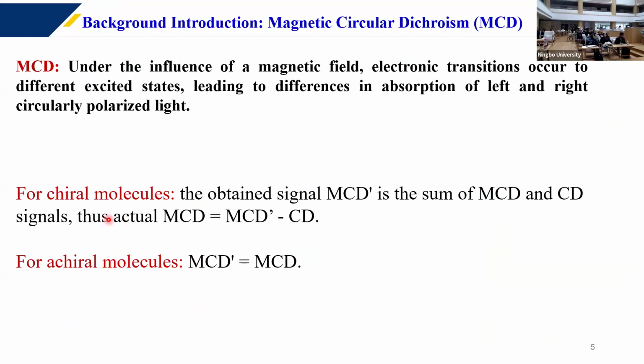We should notice that for chiral molecules, the obtained MCD pair signal is the sum of the MCD and CD signals. Thus, actual MCD equals the MCD pair minus the CD signal. But for achiral molecules, the MCD pair equals the MCD signal.